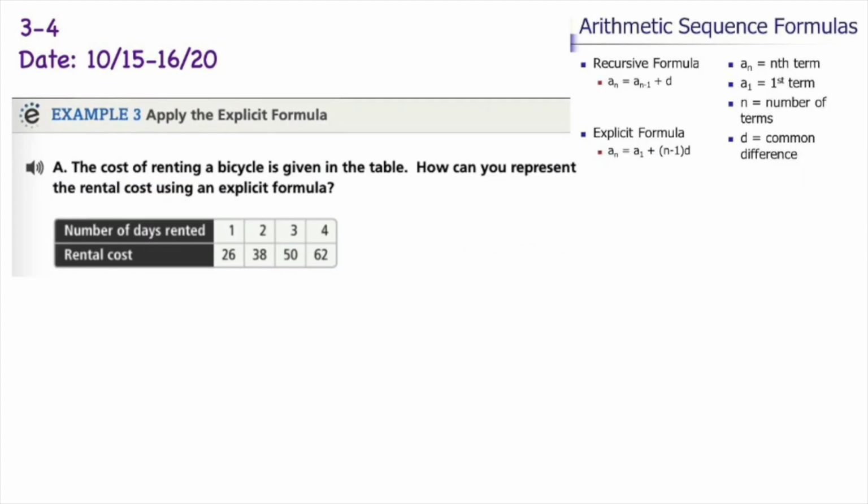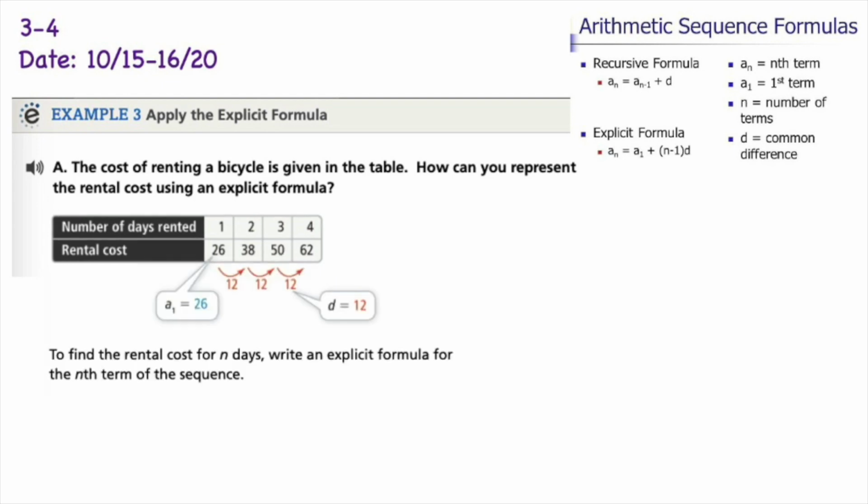All right, so an example: the cost of renting a bicycle is given in the table. How can you represent the rental cost using the explicit formula? So we can see that the rental cost is $26 for 1 day, $38 for 2, $50 for 3 days, and $62 for 4 days.